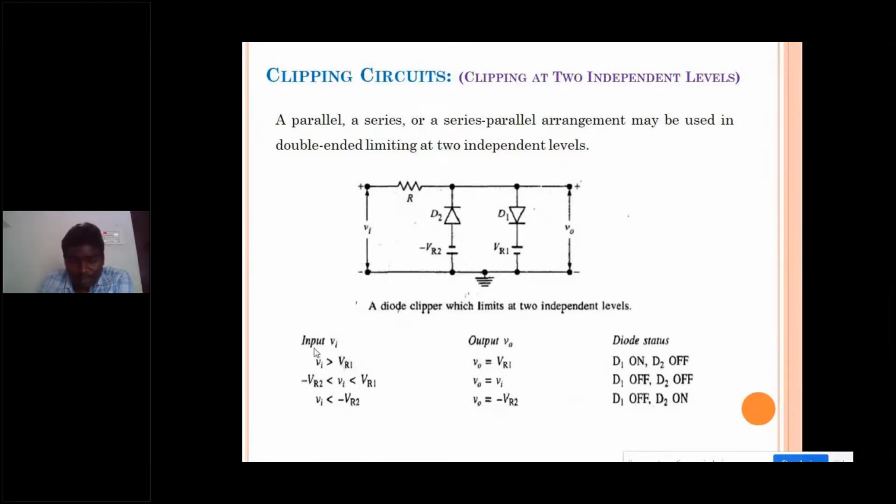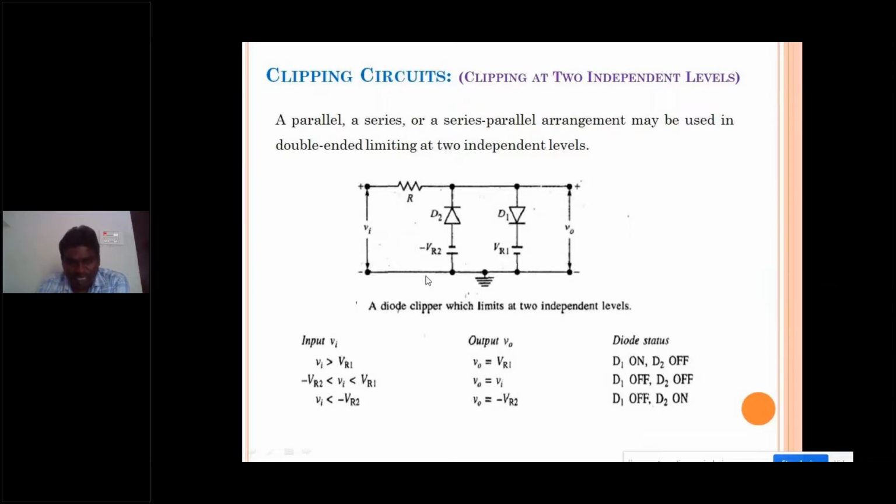If I am applying the input voltage greater than this VR1, this diode D1 comes to forward bias. What will happen to D2 at the same time? D2 is in off condition because this is a negative voltage. I am applying a positive voltage on the cathode side, so it will become reverse biased. So there is no need to worry about D2, it is off, D1 is on. When D1 is on, what will happen? This is short circuited. If I measure the output voltage in this case, that voltage is exactly equal to VR1. So V0 is equal to VR1.